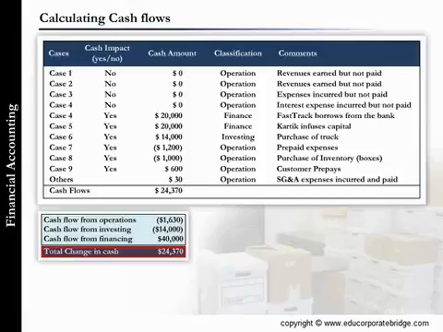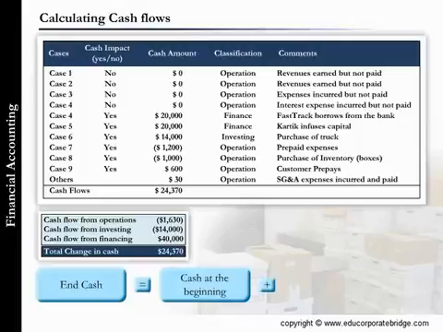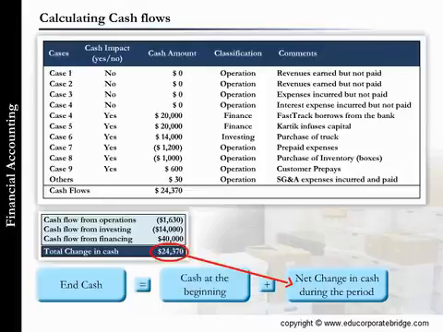Net change in cash is equal to $24,370. Also, ending cash is equal to cash at beginning plus net change in cash during the period. Cash at the beginning is equal to 0. Net change in cash during the current period is equal to 24,370. Ending cash is equal to 0 plus 24,370, which is equal to 24,370. This flows into the balance sheet as cash.